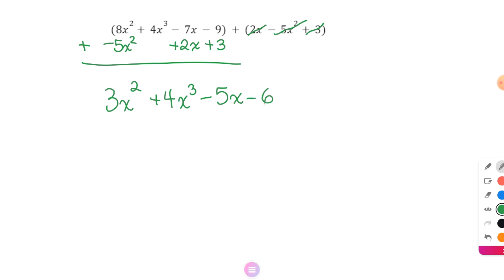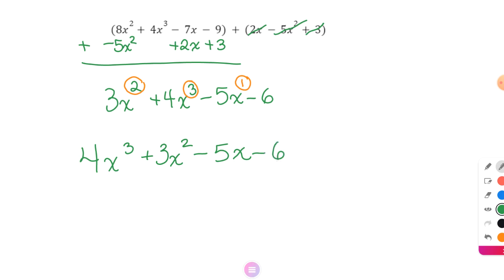All right, now before I look at a name, remember my terms have to be in order from highest degree to lowest. So if I look at these, I'm currently going 2, 3, 1. I have to put my highest term first. So I need to put this 4x cubed first, and then my 3x squared, and then my negative 5x and my negative 6 are still last.